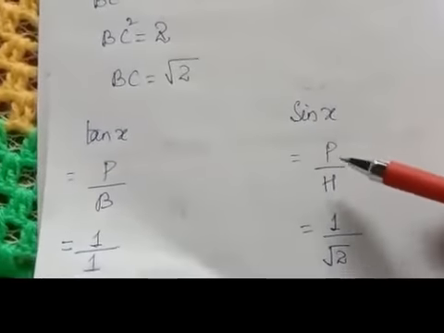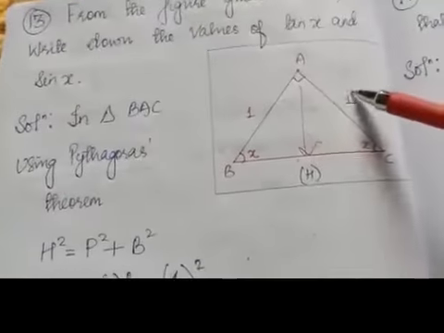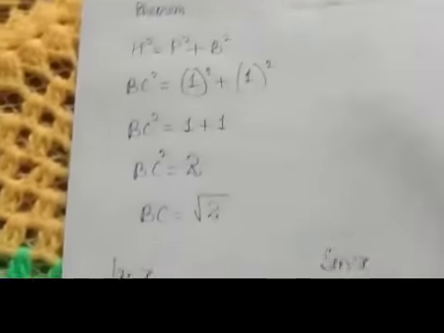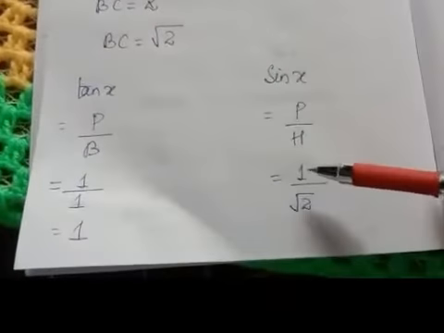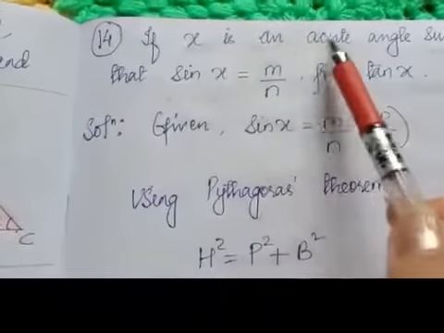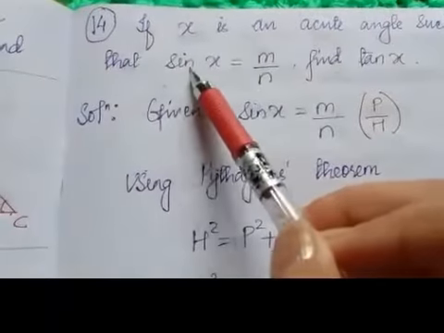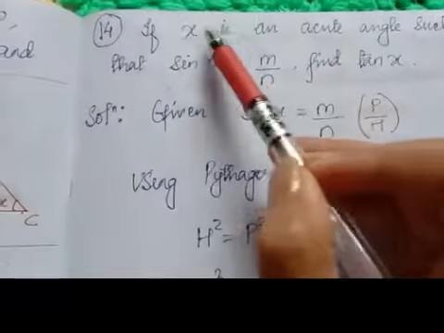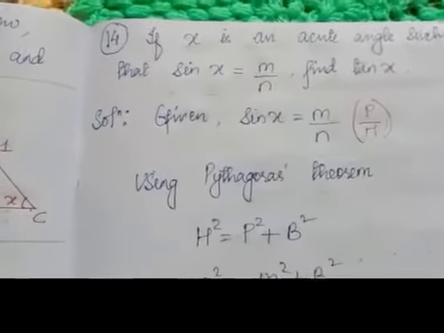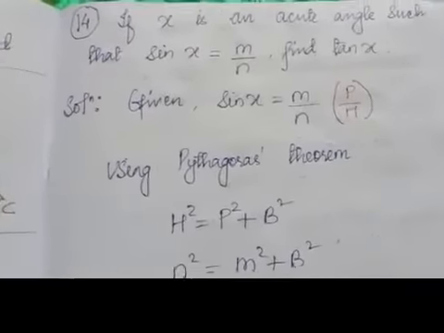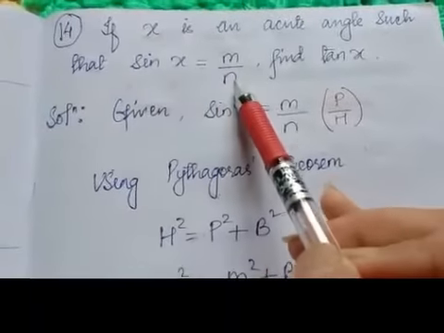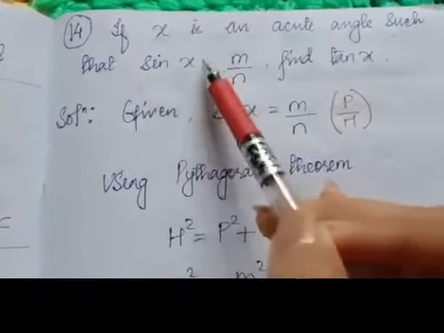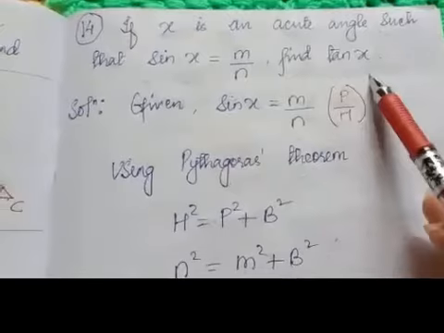Sin x, if you consider this perpendicular, is 1. Hypotenuse is root 2. So the value of sin x is 1 by root 2. Now question number 14. If x is an acute angle such that sin x is equal to m by n, find tan x. So here x is an acute angle. Acute angle means the value of x is less than 90 degree. And here it is given sin x is m by n. You have to consider x as theta. You have to find the value of tan x.